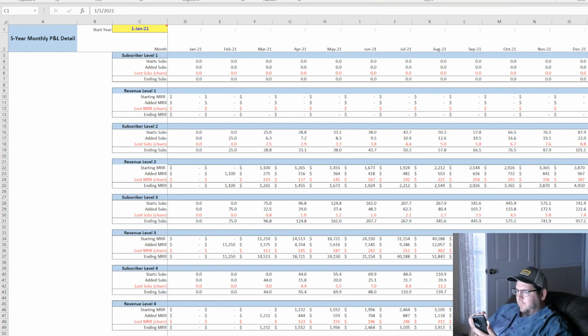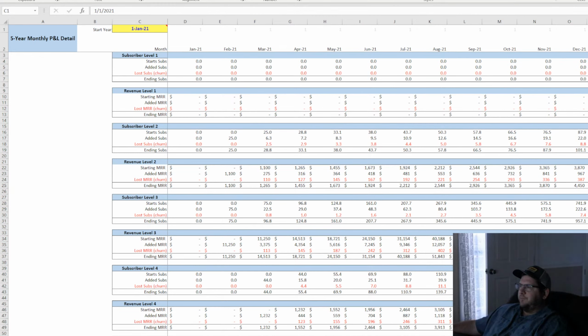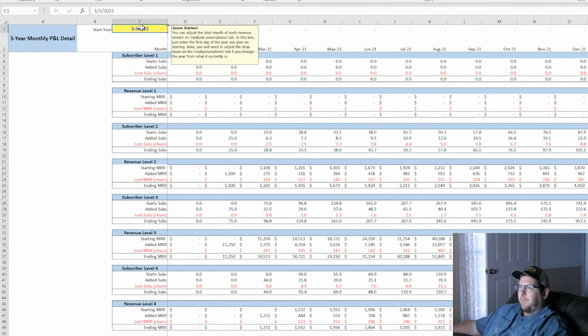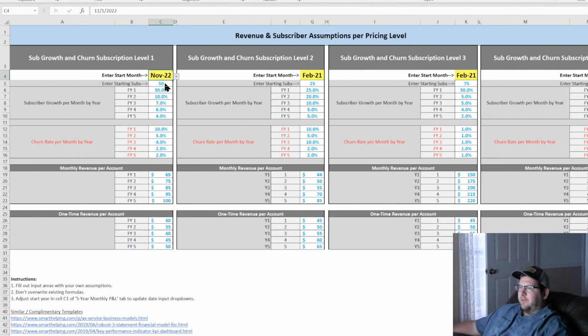Now, I just sent you a file, which is the most recent file. And you want to change the start year. Go to the 5-year monthly P&L detail and change the start year that's in cell C1 to 2022. And then you should just be able to select that year or that month in the drop downs.